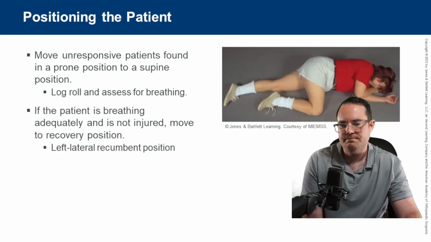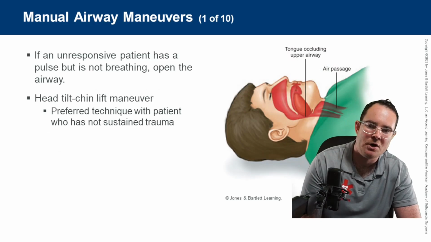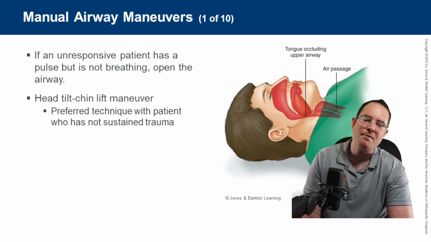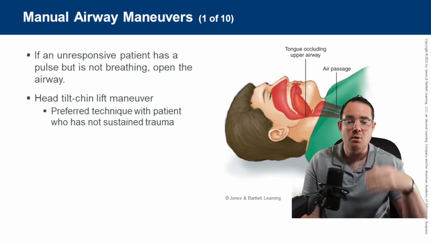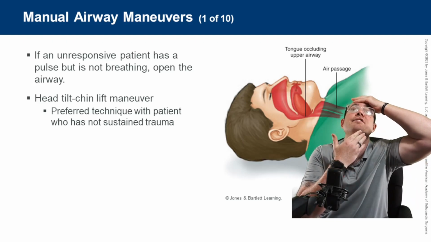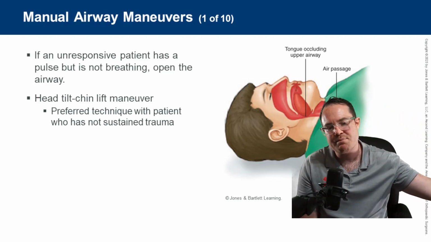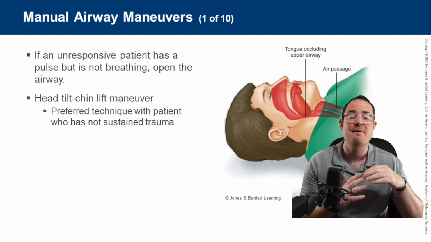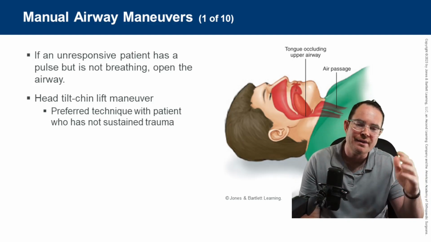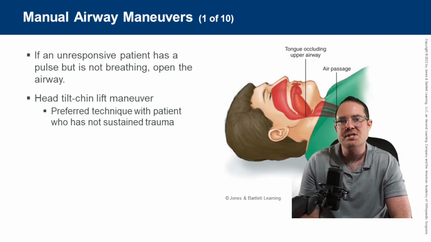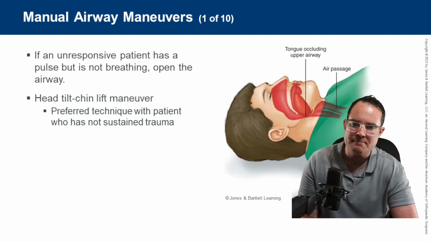If an unresponsive patient has a pulse but is not breathing, open the airway by performing a head tilt chin lift. Head tilt chin lift requires two hands, one hand on the forehead, one hand on the chin, and we lift up, kind of like hyperextending the patient's head back. By performing this head tilt chin lift, this indirectly takes the tongue and moves it away from the trachea, allowing air to flow freely without the tongue's interruption. Remember, we said the tongue is the number one obstruction in the airway.